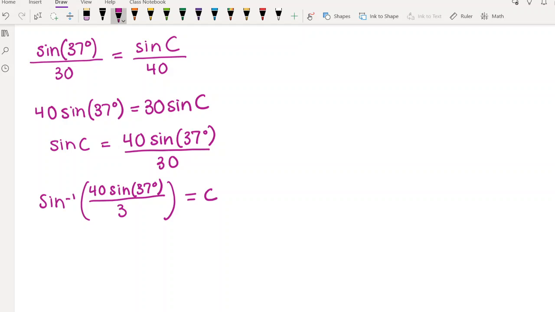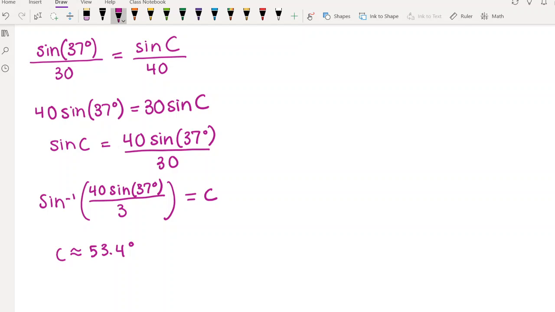So if you type that all into your calculator, and again, just like I've mentioned in other sections, you don't want to be typing stuff in right away. You want to really be doing it all in one step. So you should literally be typing this whole thing into your calculator. Or you could type in this part and then say inverse sine of answer, if your calculator has a button like that. So if you type this into your calculator, you should get that C is approximately equal to 53.4 degrees.